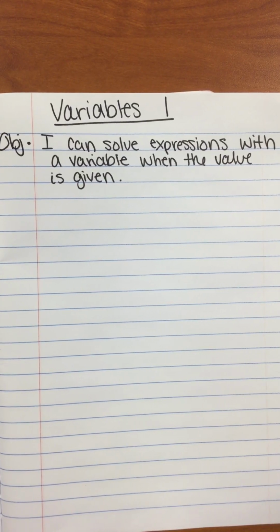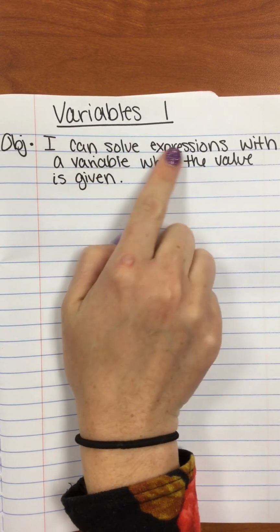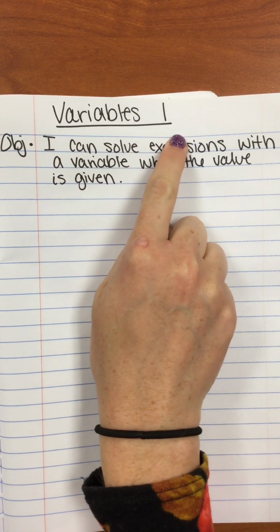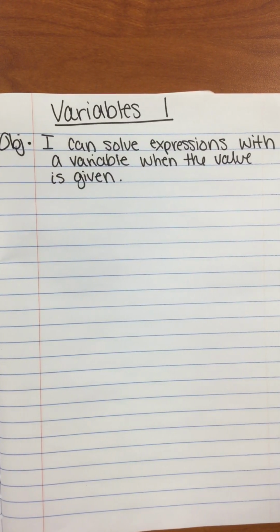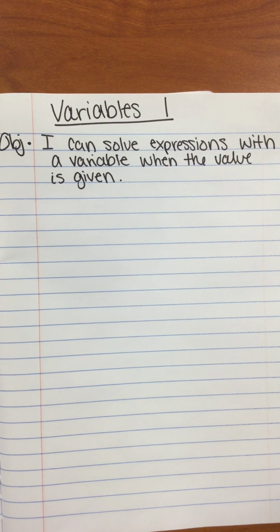In today's lesson, we're going to be learning about variables. This is the first lesson of variables, so I put variables 1 as our title. Make sure you go to your table of contents and fill out your table of contents with today's date, the title, and what page you are on.